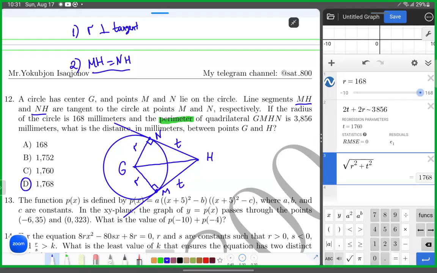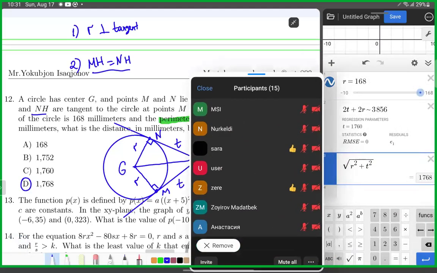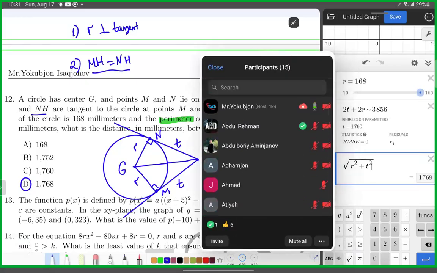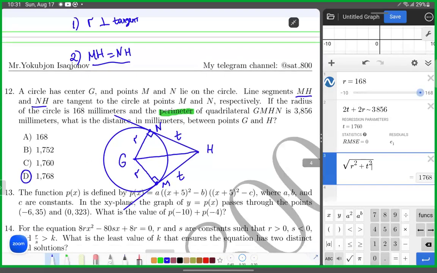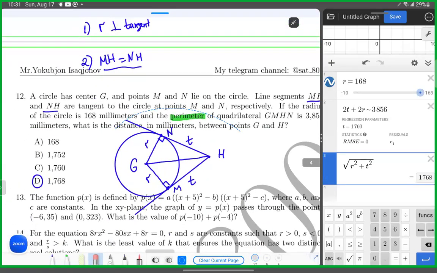Guys, is it clear? Mm-hmm. Okay, thank you. Mm-hmm. Thank you very much. That's an important geometry problem.